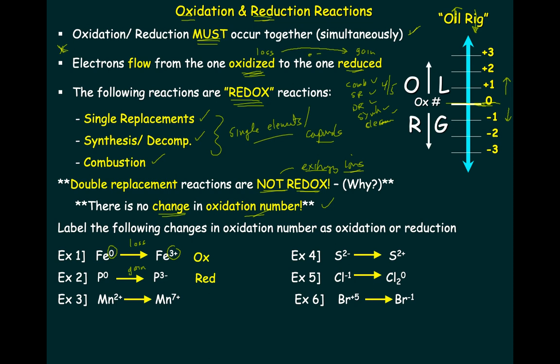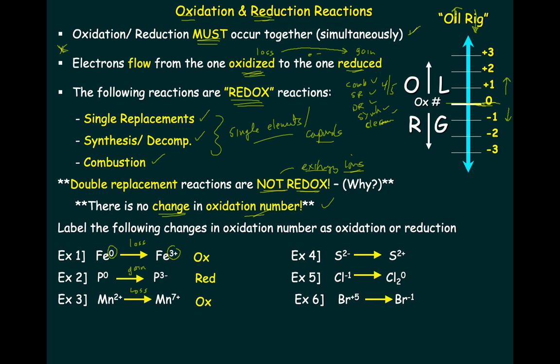Let's say I'm at +2 and I go to +7. Well, that's going up, right? I'm losing electrons. That would be oxidation. This would be a loss of electrons, becoming more positive, going up the chart. And again, you don't have to use this. It's just a good way to think about it in a more physical way.